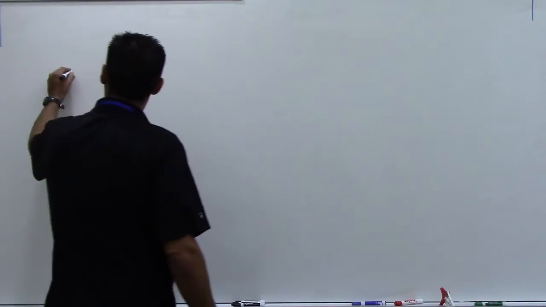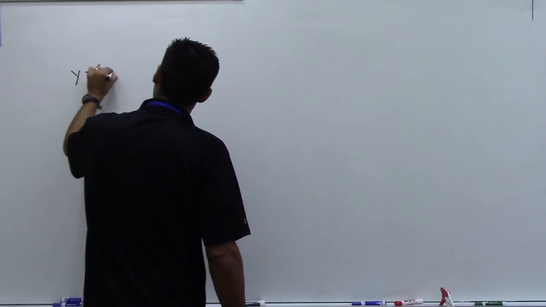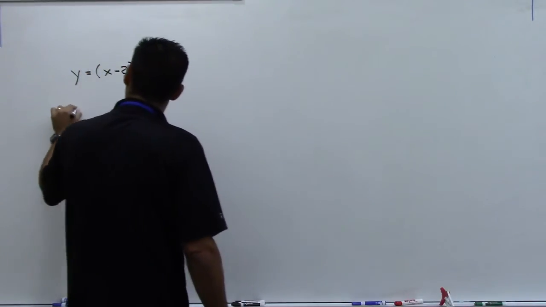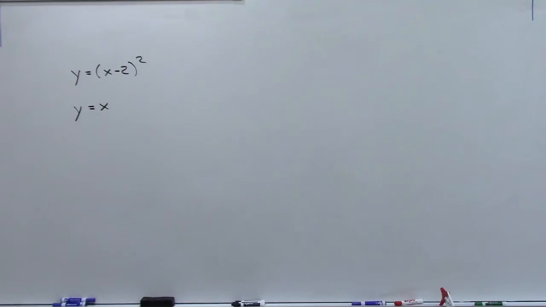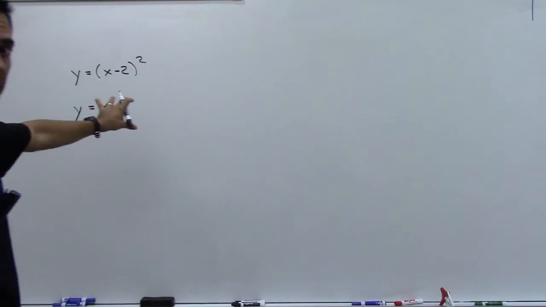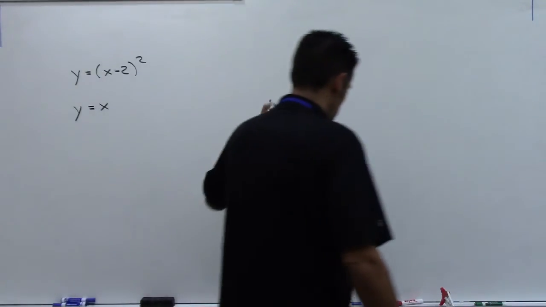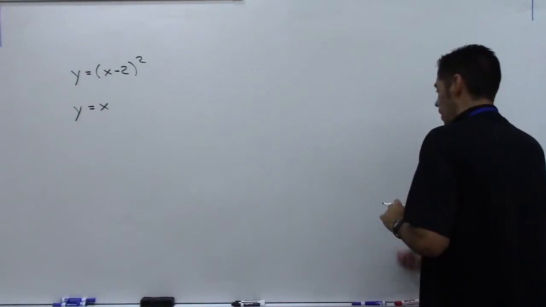All right, it gives you y equals (x minus 2) squared, y equals x. And that's all they give you. So we're going to find the region bounded by these two. We're going to sketch it. We're going to find the integral that represents its area.